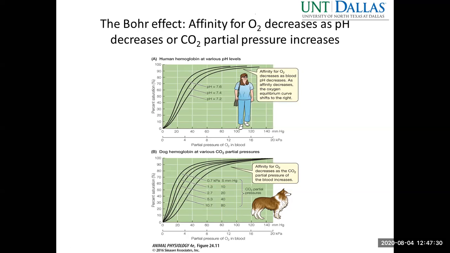This is called the Bohr effect, which was named after the scientist Christian Bohr, 1855 to 1911. This Bohr effect actually results from the influence of proton concentration on respiratory pigment molecules, and the carbon dioxide Bohr effect results from the immediate influence of increased carbon dioxide partial pressure.